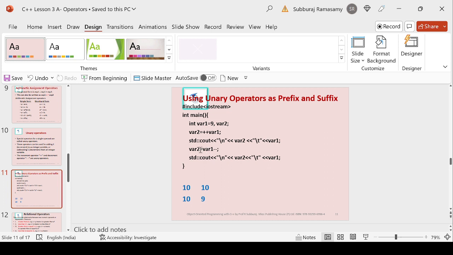I'll discuss that also. So where 1 minus minus. What happens? Where 1 was initially 10, so where 2 becomes 10. And where 1 minus 1 is 9. So where 1 will be 9. Suppose I put prefix minus minus where 1. First of all, where 1 would have been decremented from 10 to 9. So you would have got both 9. You got the point? So prefix and postfix also matter when we are using the unary operators, which are used for incrementing and decrementing.